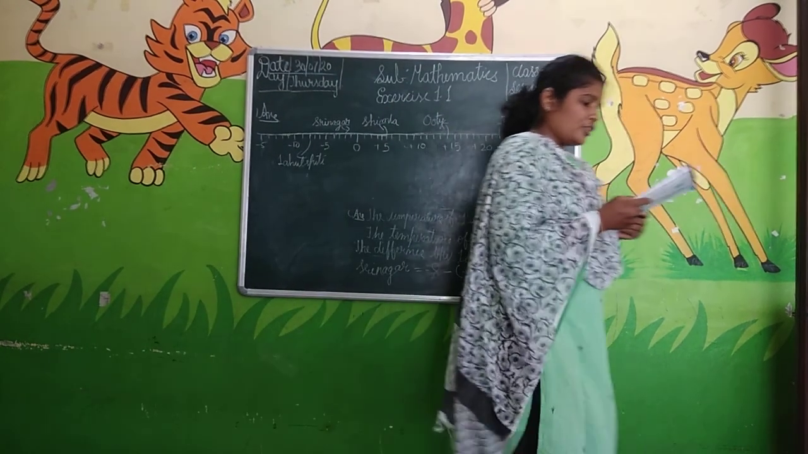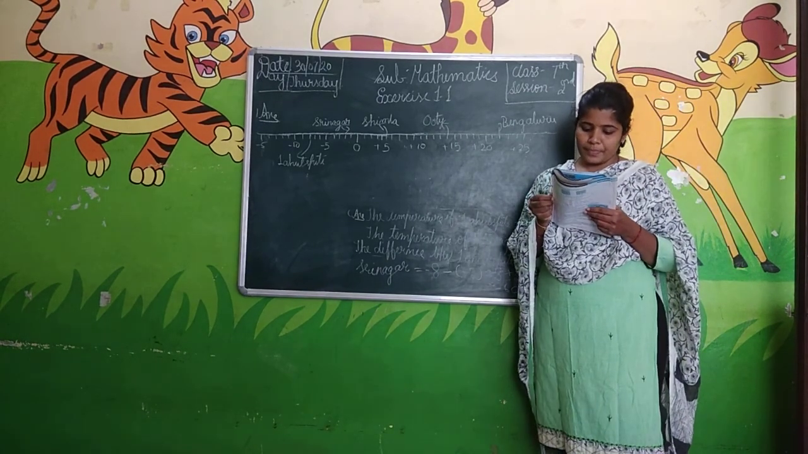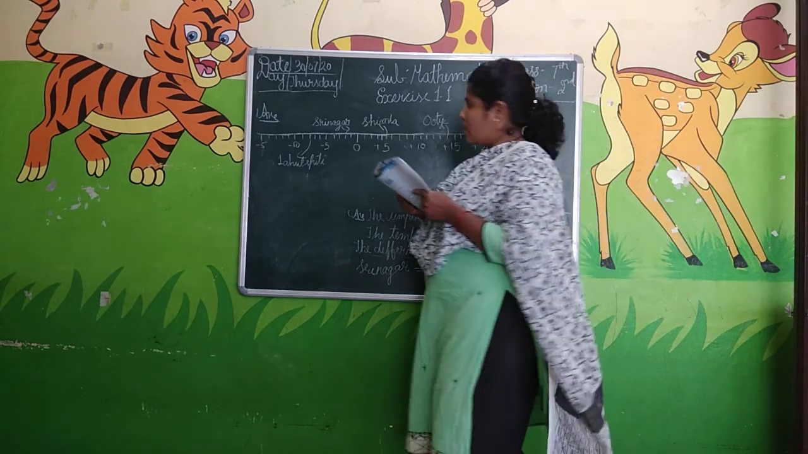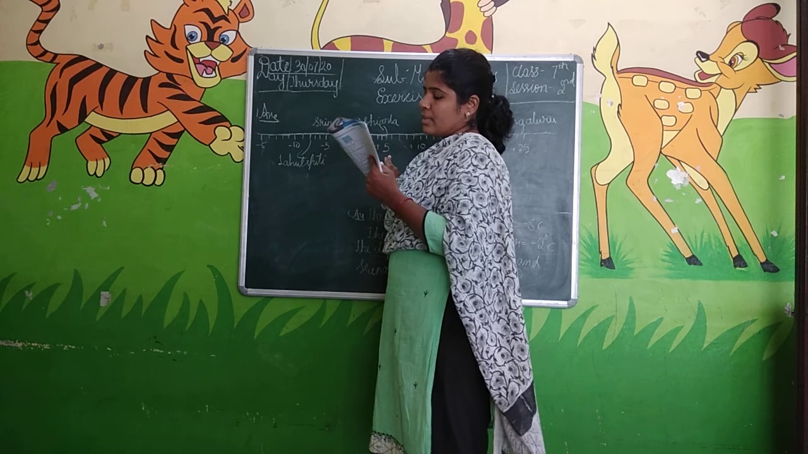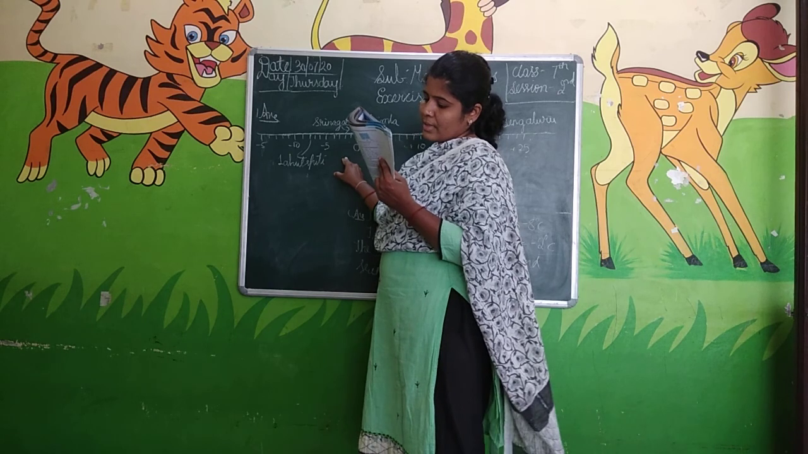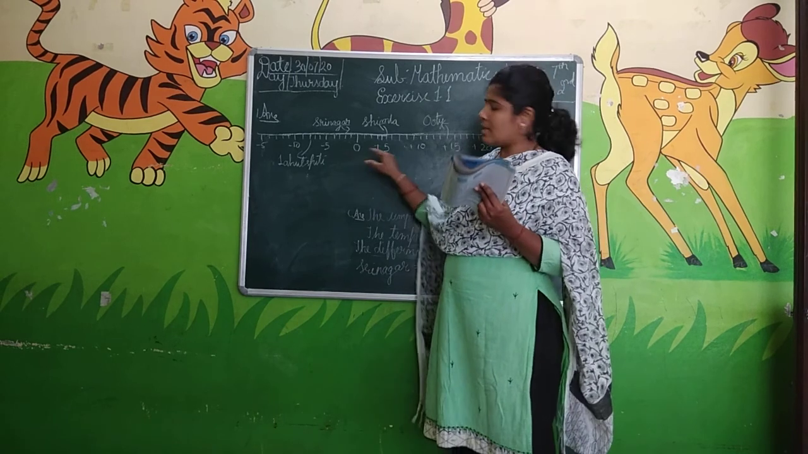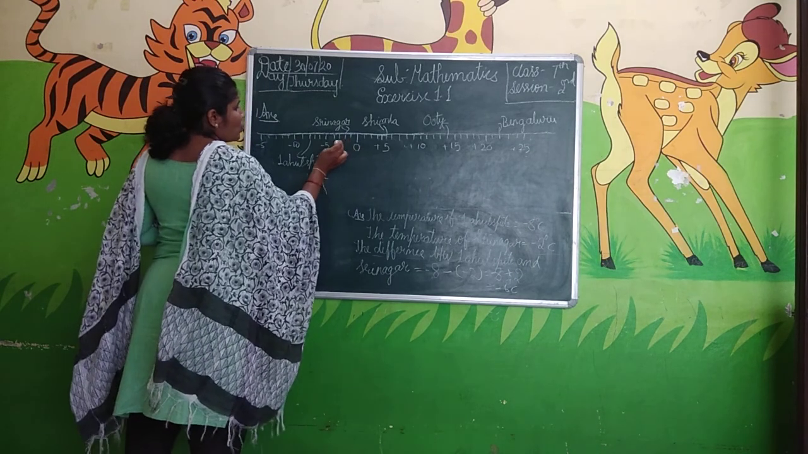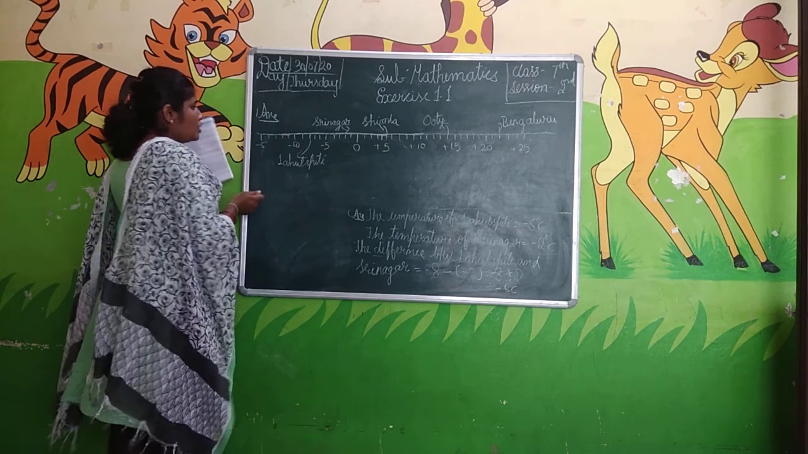Can we say the temperature of Srinagar and Shimla taken together is less than the temperature of Shimla? They are asking the question. If we compare these two, Srinagar is cooler. The temperature of Srinagar is less than Shimla, because in Srinagar we have only minus 2 degrees Celsius, and in Shimla we have plus 5 degrees Celsius.